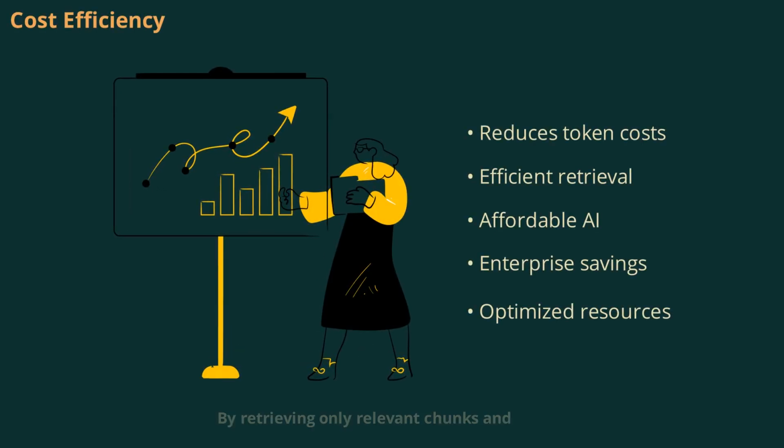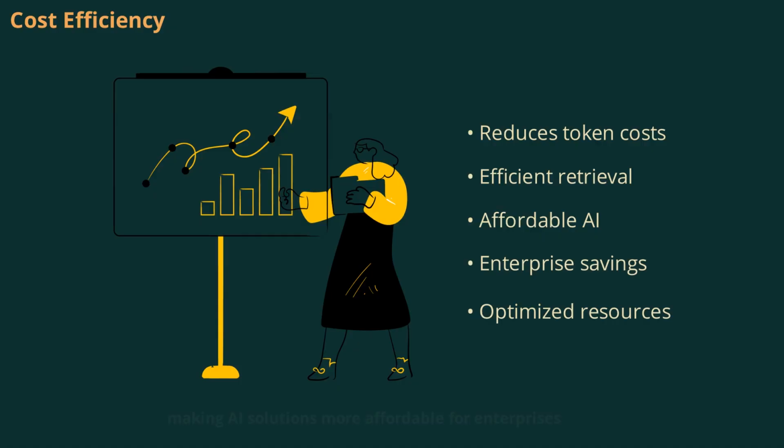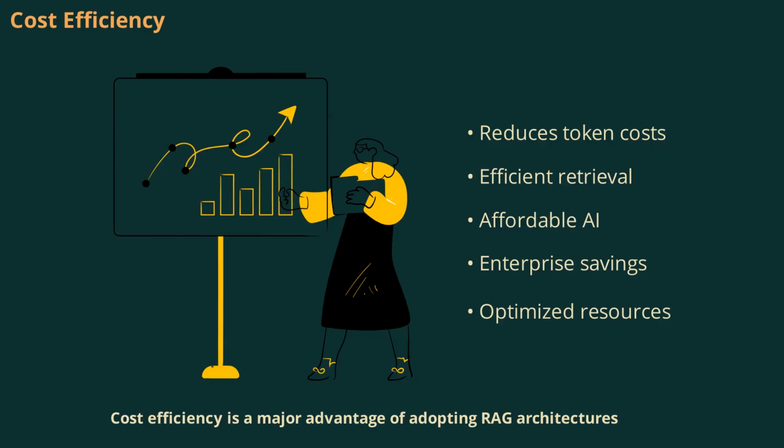By retrieving only relevant chunks and avoiding the need to process entire documents, RAG systems are cost-efficient. They reduce token consumption and API call costs, making AI solutions more affordable for enterprises. Cost efficiency is a major advantage of adopting RAG architectures.